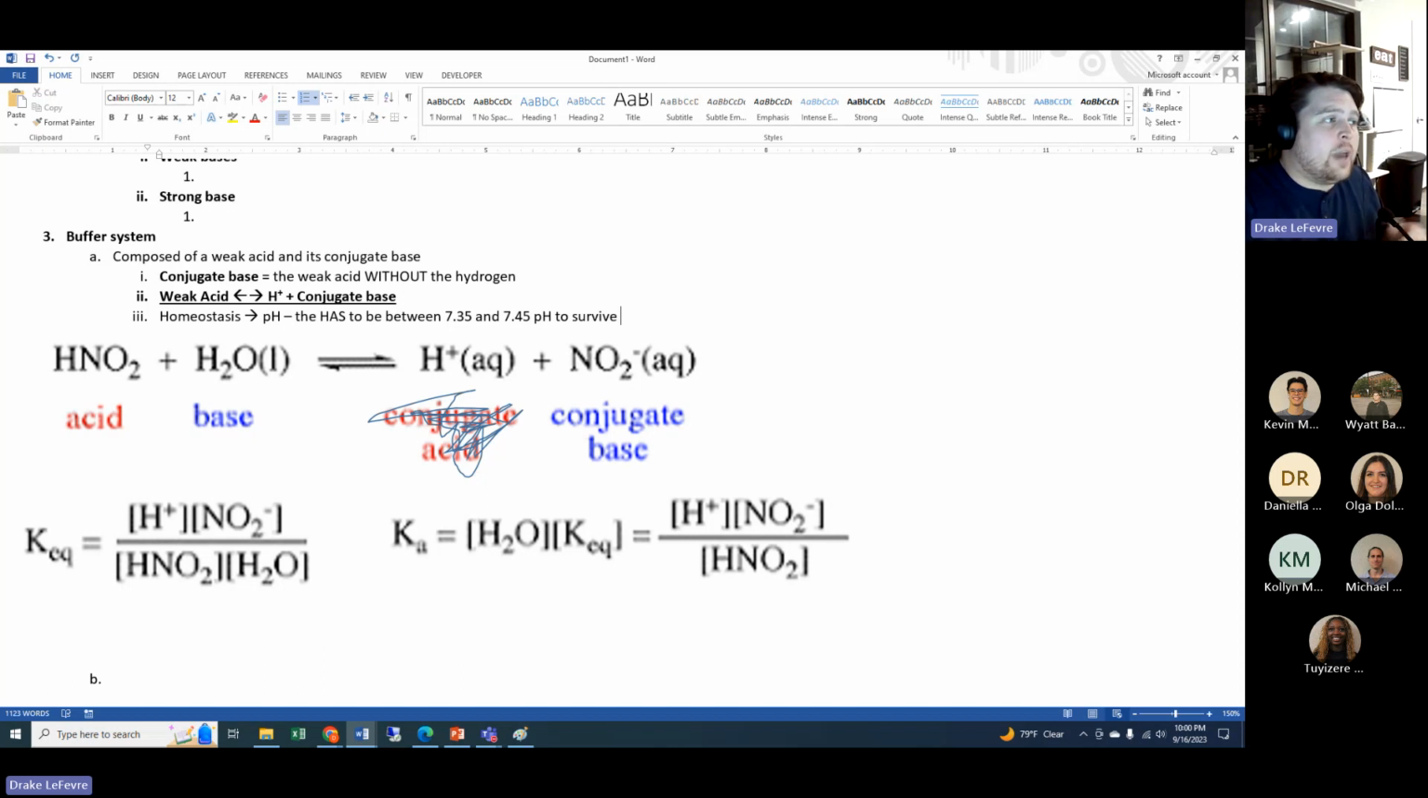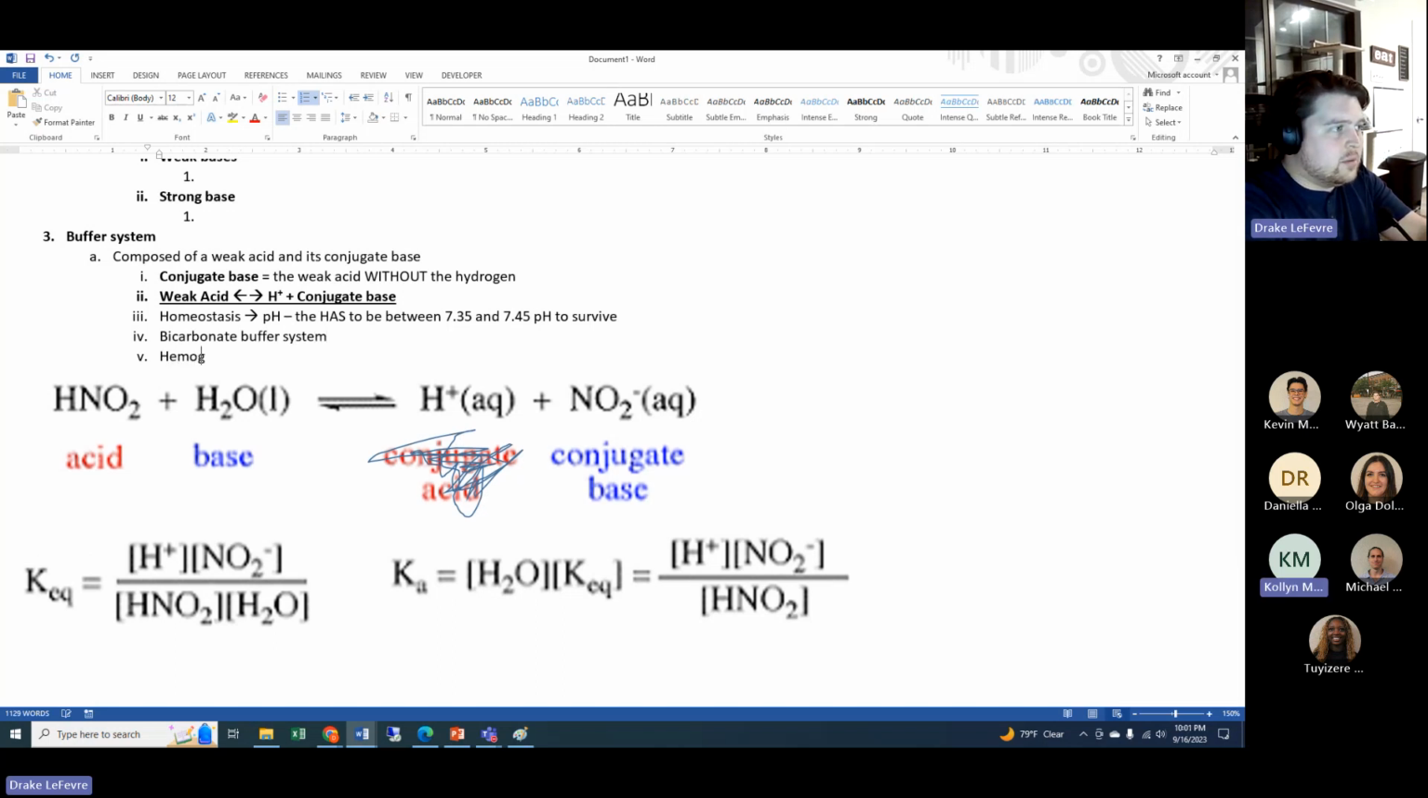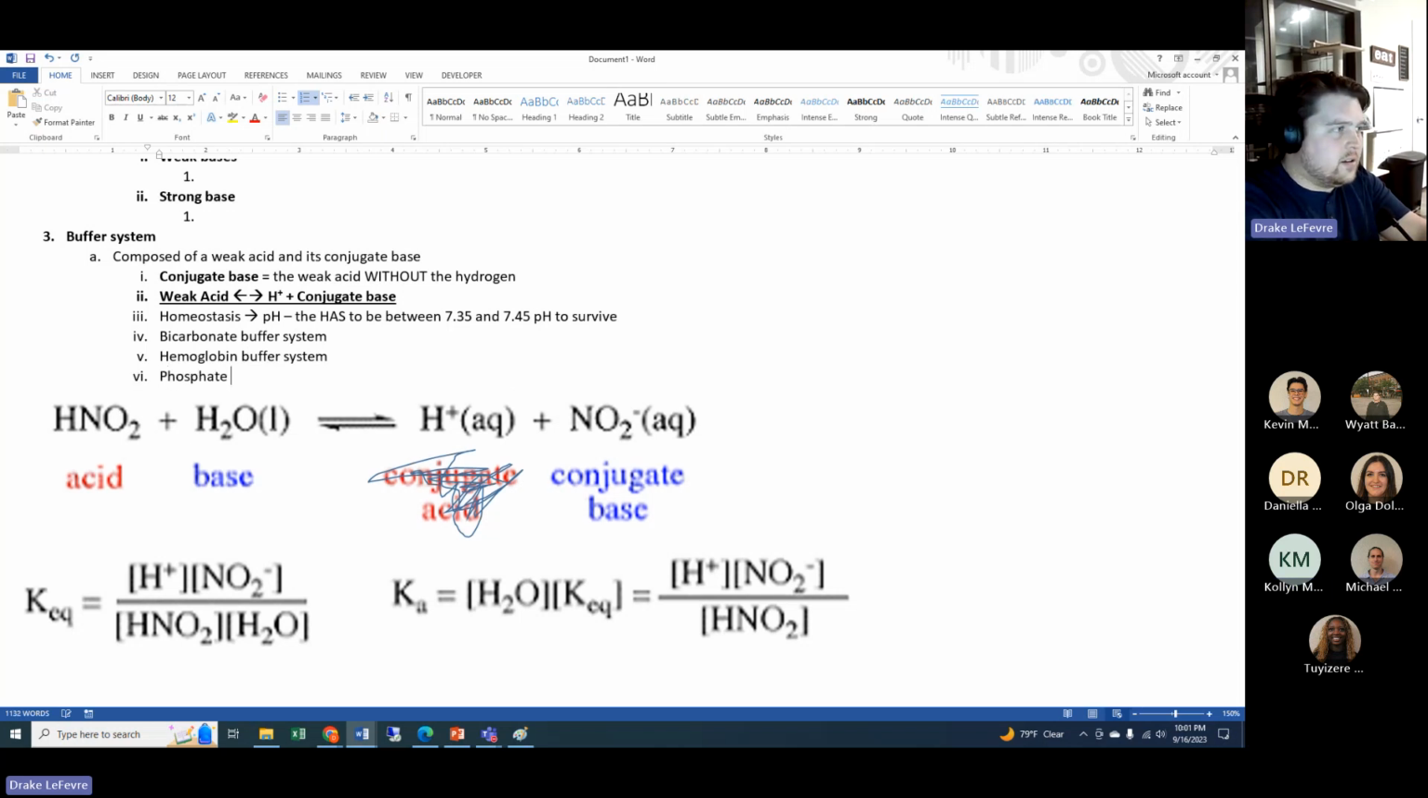And so because of that, we have to monitor and maintain our hydrogen ion levels very, very carefully, which is why we have buffer systems. For example, we have the bicarbonate buffer system, a hemoglobin buffer system, and a phosphate buffer system. You'll talk a lot more about these. You don't need to know the specifics of these right now. You'll talk more about these in physiology next trimester.